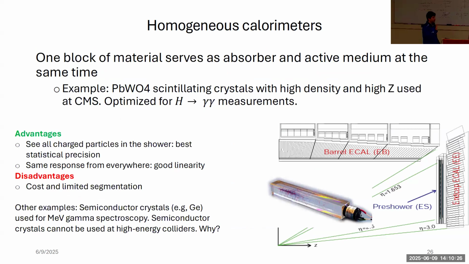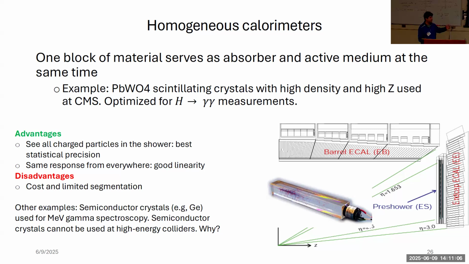Let me talk a little bit about that, but let's first look at homogeneous calorimeters. The idea here, as I said, is that one block of material serves as both the absorber and the active medium at the same time. One example is lead tungstate. These lead tungstate crystals were used, for example, at CMS, and they're optimized for very good energy measurements. For example, they were used for the Higgs to gamma gamma measurements. And the advantage of these homogeneous calorimeters is that they see all the charged particles in the shower.